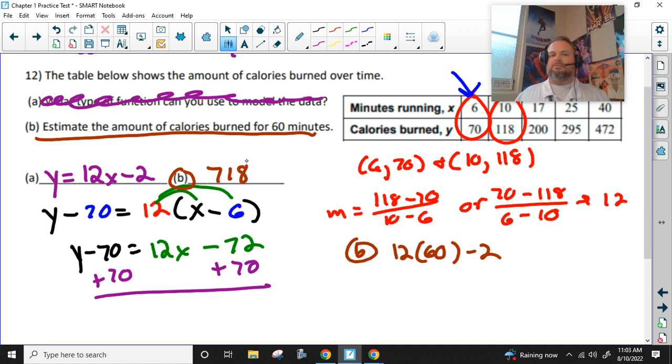Now, the question says estimate the amount of calories. You said 718. You don't have to write calories. It's actually telling you that's how many. Okay, I know people that wear their watches are like, well, I just burned this many calories. Okay, awesome.